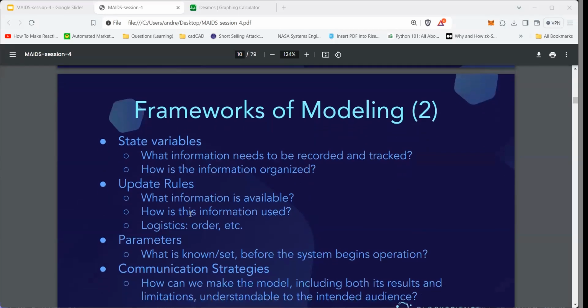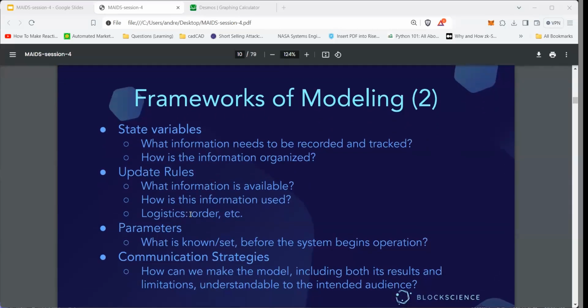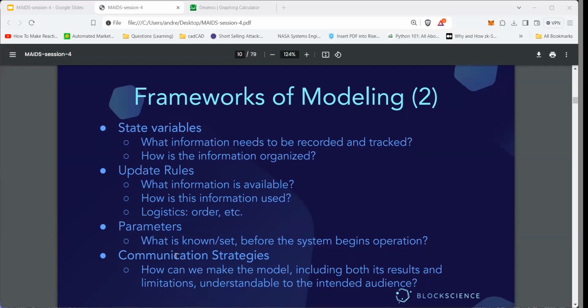And I would add one more framework of modeling, which is meta modeling, but communication strategies. So if we have incredible results, but the client or the audience doesn't find them comprehensible, we won't have the impact that we're looking for. And MAIDs seem to me to be a very good communication strategy. But in general, communication strategies are part of the model.